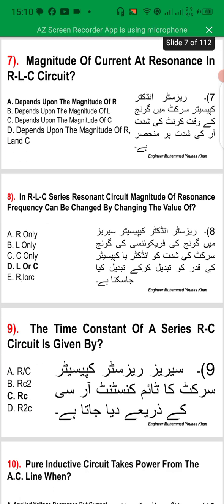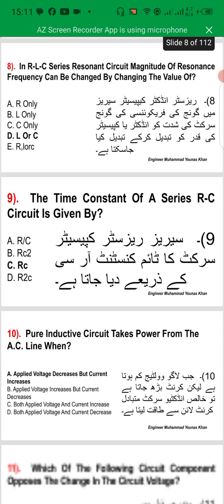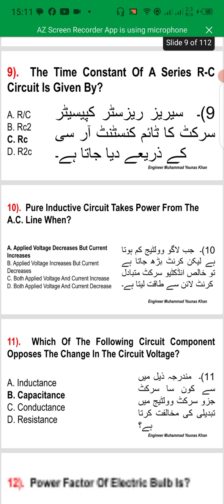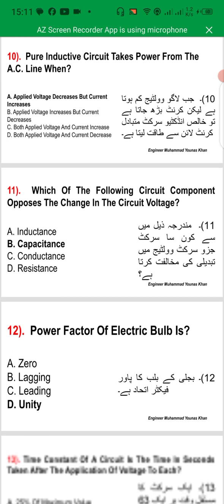Magnitude of current at resonance in an RLC circuit depends upon the magnitude of R. In an RLC series resonance circuit, the magnitude of resonant frequency can be changed by changing the value of L or C. The time constant of a series RC circuit is given by RC.